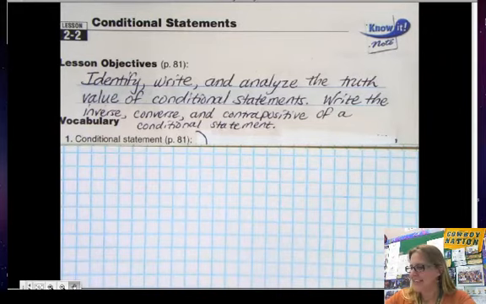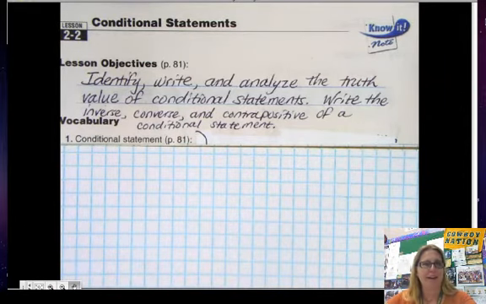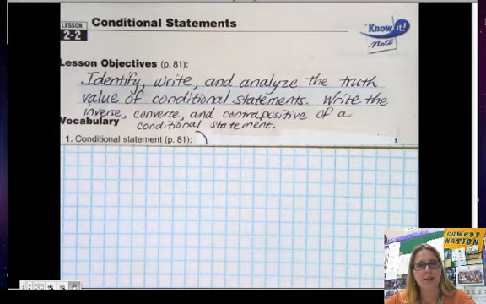Hello everyone, we're going to do section 2-2 today, conditional statements. Our objective for today is to identify, write, and analyze the truth value of conditional statements. And also we're going to write the inverse, converse, and contrapositive of a conditional statement.